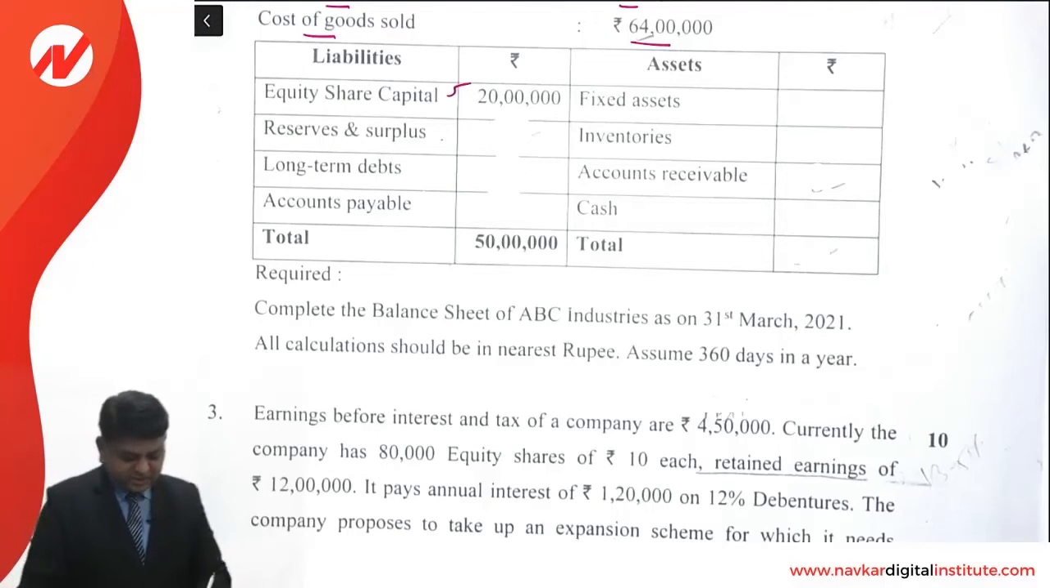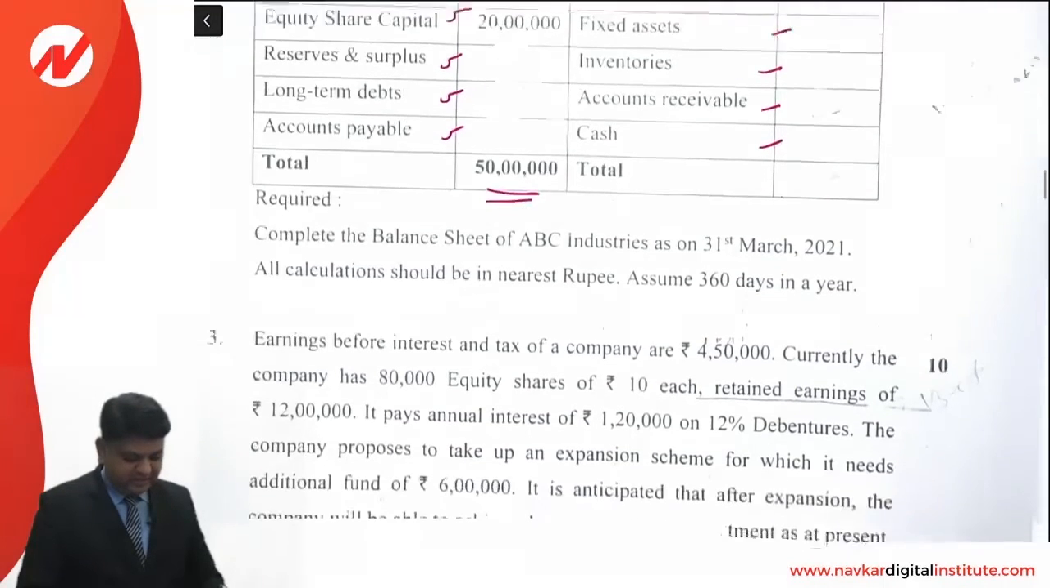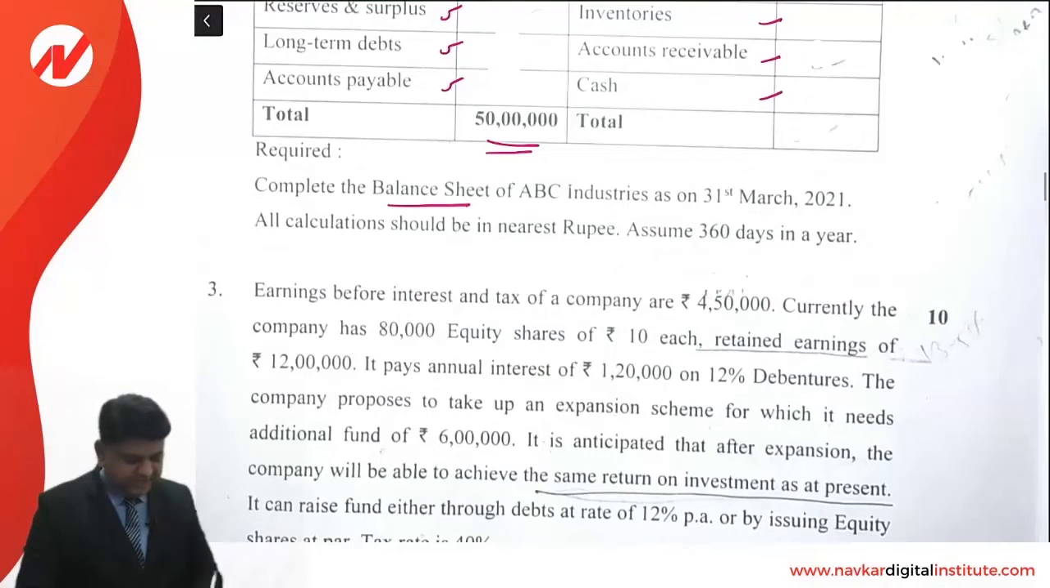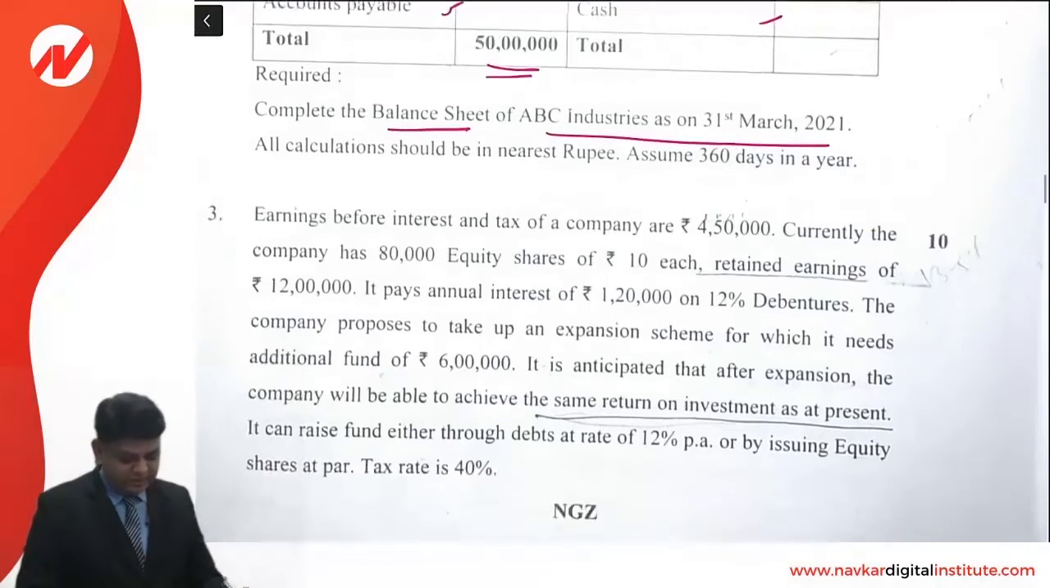Reserves and surplus is required to be found. Long-term debt is also required to be found. Creditors is required to be found. The total is provided 50 lakhs. Fixed asset we are required to find. Stock, debtors, cash is required to be calculated. Complete balance sheet of ABC Industries as on 31st of March 2021. All calculations in the nearest rupees. So we do not have to write up to 3 decimals over here.